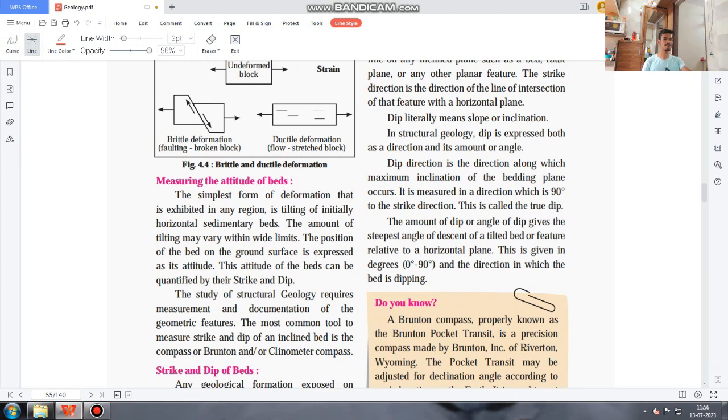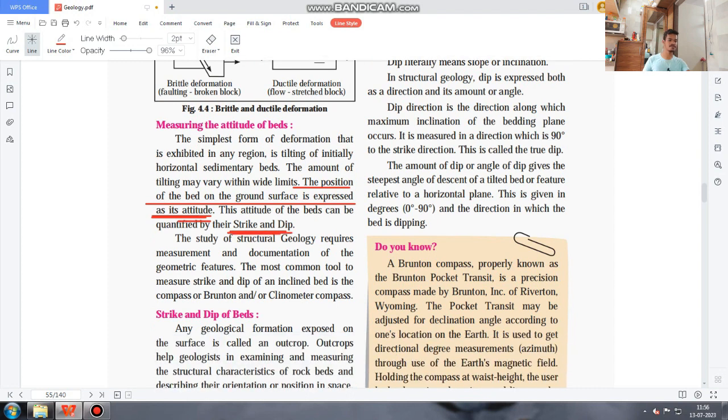This is the main part, measuring the attitude of beds. The simplest form of deformation exhibited in any region is tilting. Okay, let's go forward. The position of the bed on the ground surface is expressed as attitude. Important. What is attitude? Attitude of the bed can be quantified by strike and dip. Important. Whatever I'm saying important, mark it double, you have to learn that very thoroughly.